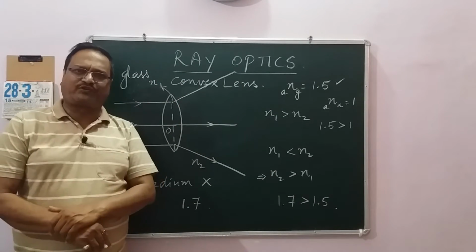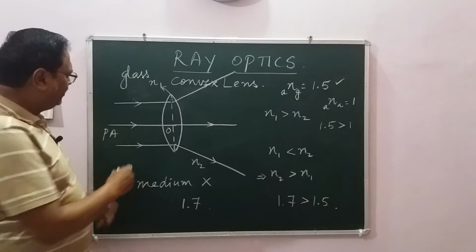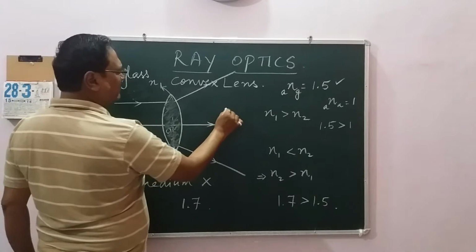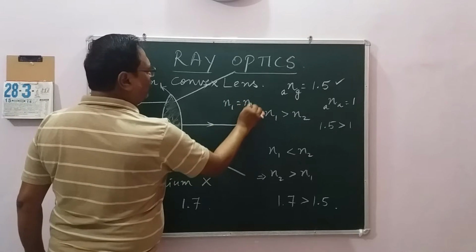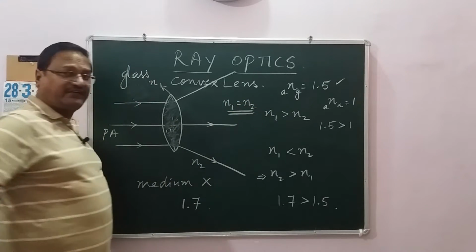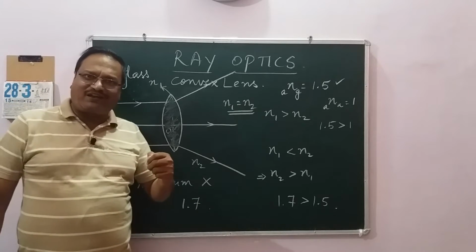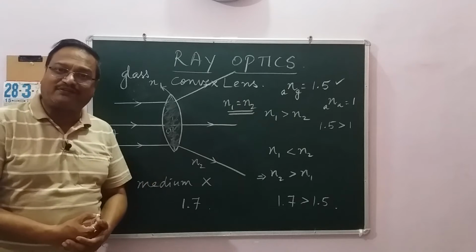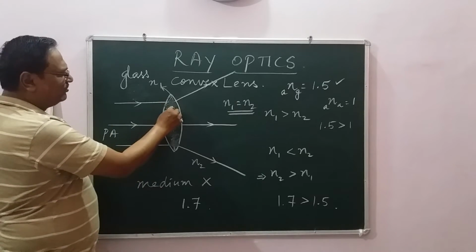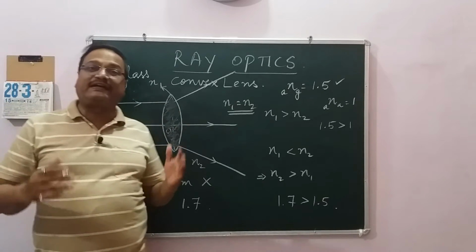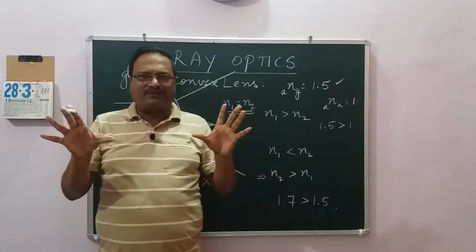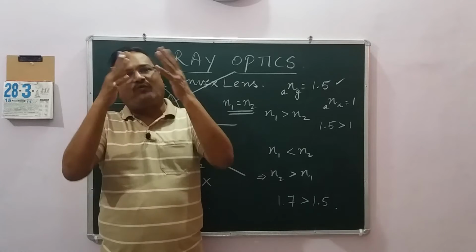So you may ask a question. Suppose the lens and the surrounding medium, N1 and N2, have equal refractive index, then what will happen? The whole lens will just behave like a glass plate. See, the whole thing, water is there. You make a lens made up of water.